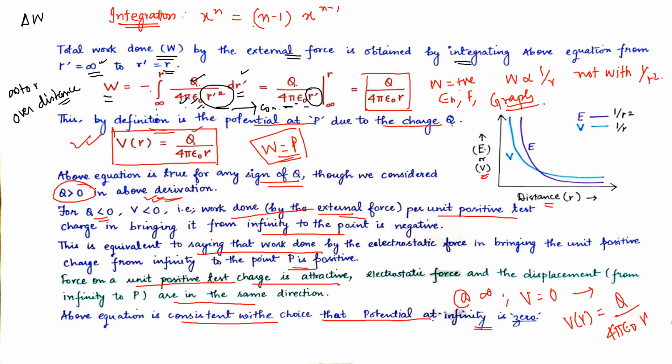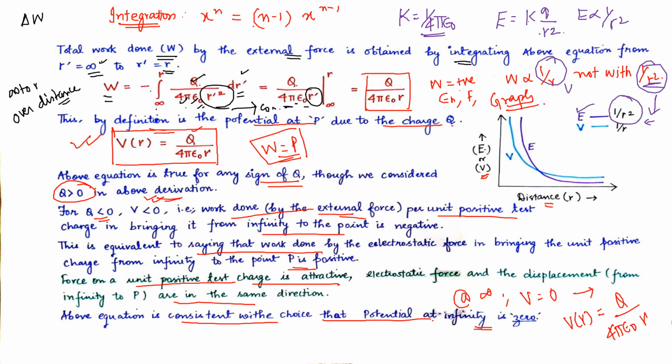I'll write on the right corner with the purple ink. Electric field is given as K into Q by R square. Here the value of K is 1 upon 4 pi epsilon naught. So KQ by R square. E is proportional to 1 by R square, whereas voltage is proportional to 1 by R.